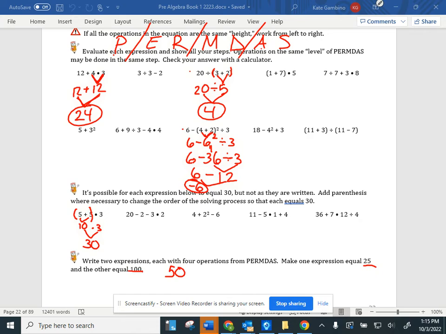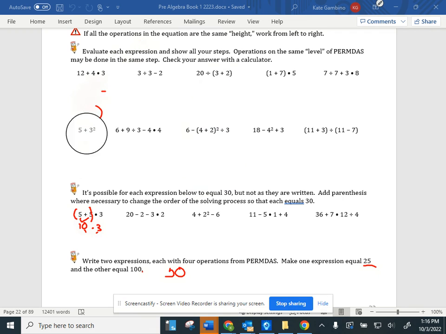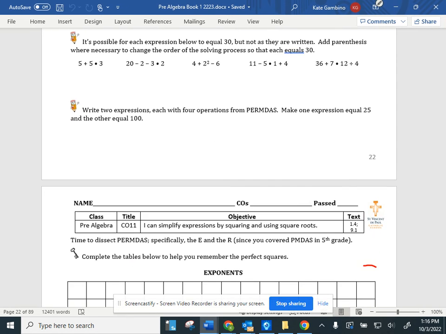Emily? Yes. Would you have to use 4 in total or 4 in each? 4 operations for your first one to equal 25, 4 operations for your second one to equal 100. So you have to use 4 operations. So let me move this up and let's work it through with 50 and see if we can figure out what we can do. So we are going to equal 50 as our magic number to equal.